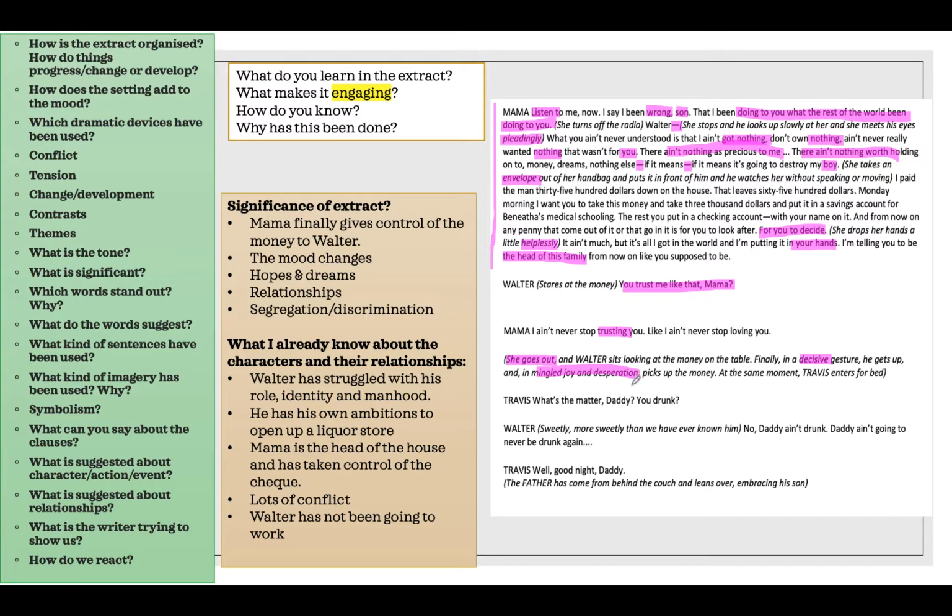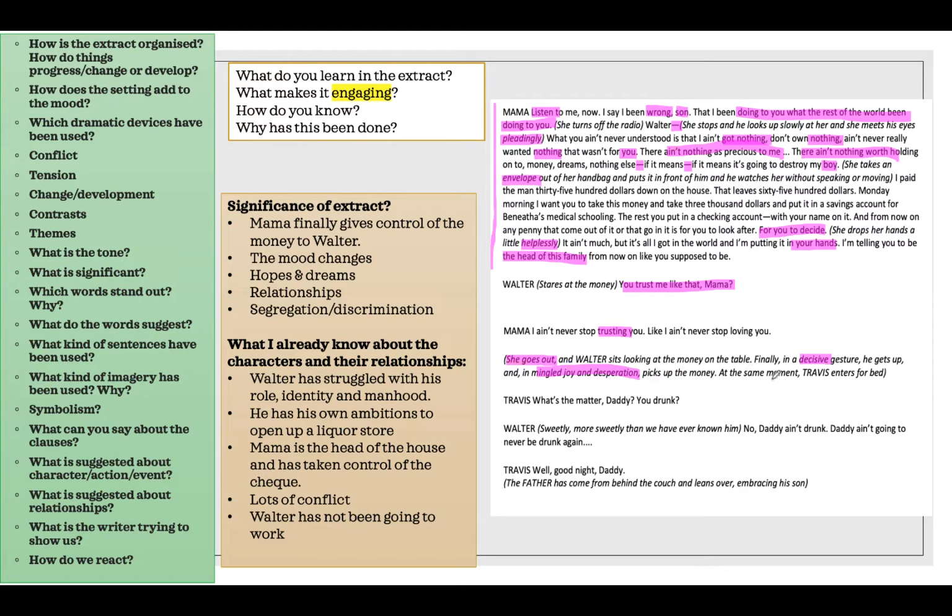Now, obviously, it's not in this extract, but we do know later on that he gives his money to his friend in order to start up his liquor store, and that was the wrong decision because the money is then stolen from him. But at this point, the word "desperation" shows just how desperate he is to prove himself, to show that he can make good decisions for the family.